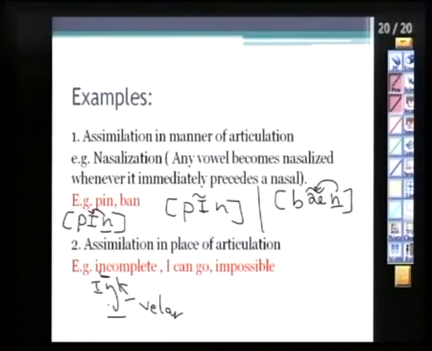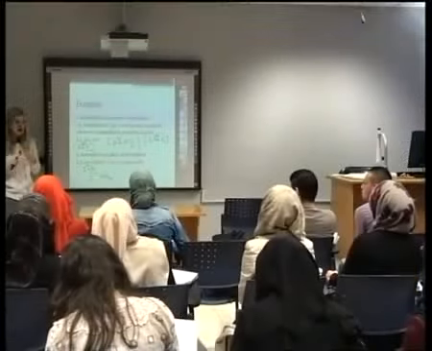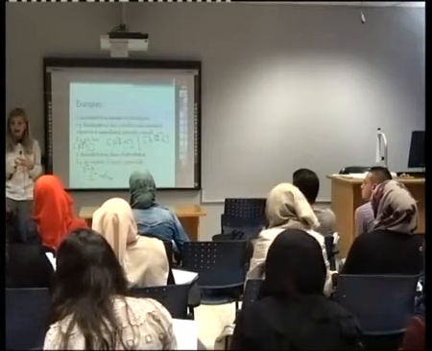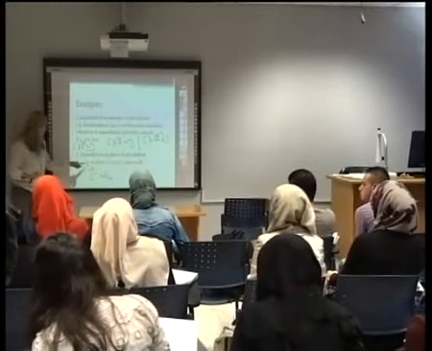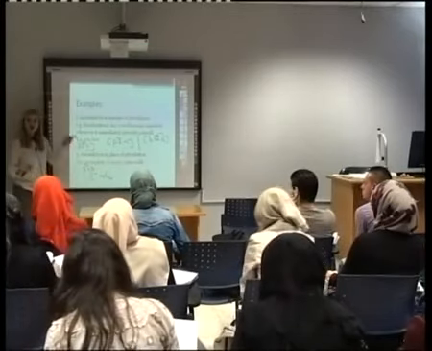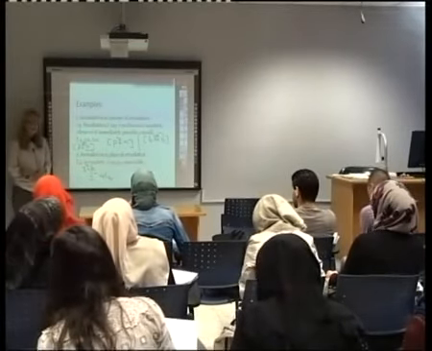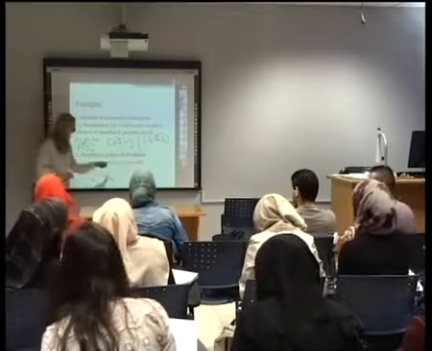Do you remember we have three nasals in English? You have the bilabial nasal, which is the m. You have the velar nasal, which is the ng. And you have the alveolar nasal, which is the n. Yeah? So this n is going to be a velar nasal. What is the velar nasal that we have? Ng. Another example. I can go.